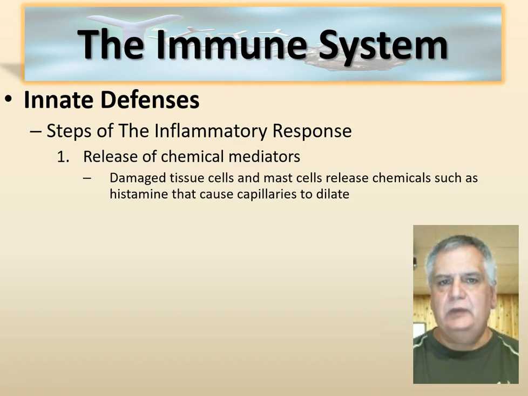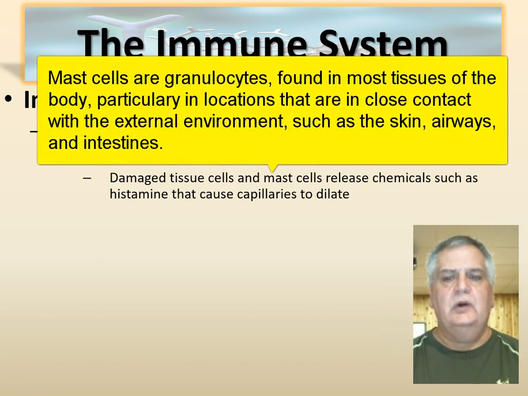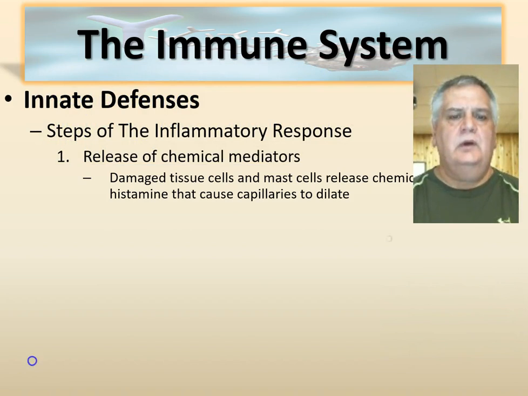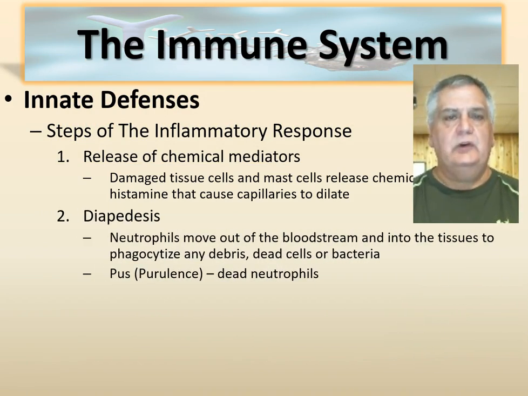So the pathogen makes it by the initial barriers to entry, and now the pathogen enters the tissues of the body. Tissues become damaged. These damaged tissues and mast cells associated with the tissues, often found in the tissues, will release chemicals such as histamine, that might cause capillaries to begin to dilate. This is going to increase blood flow into the area and cause the first of the hallmark symptoms we talked about, the redness that we see because of the great increase in blood flow.